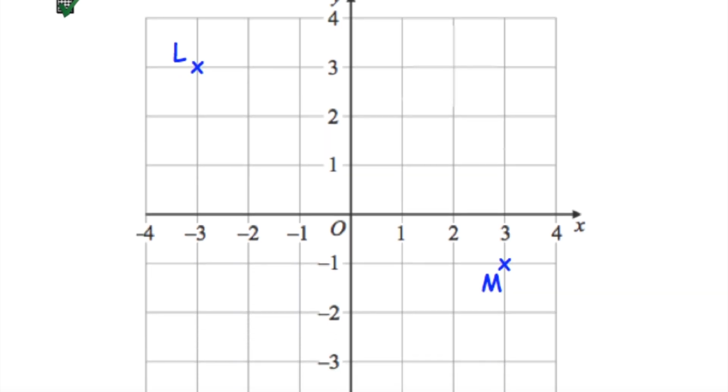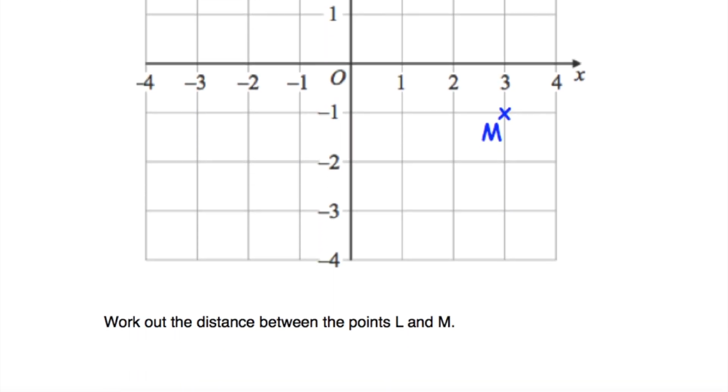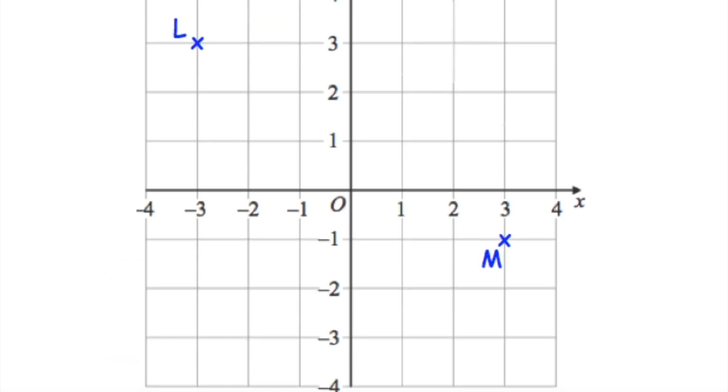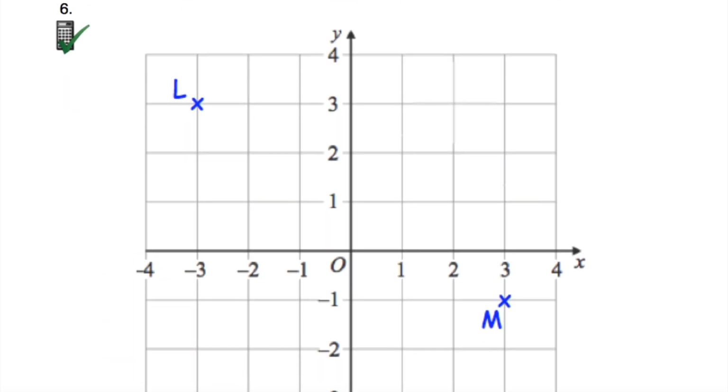Okay, question number 6. We've got the points L and M. We've been asked to work out the distance between these 2 points, and it's a calculator question, so that's quite nice. So like the others, let's join them up. These are quite straightforward here. We're just joining them up. We're going to turn it into a right angle triangle. So let's go across and down. And then let's mark in our right angle there.